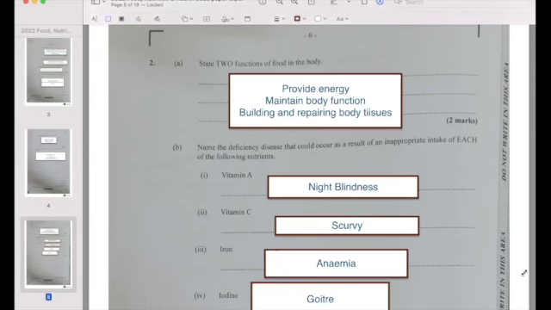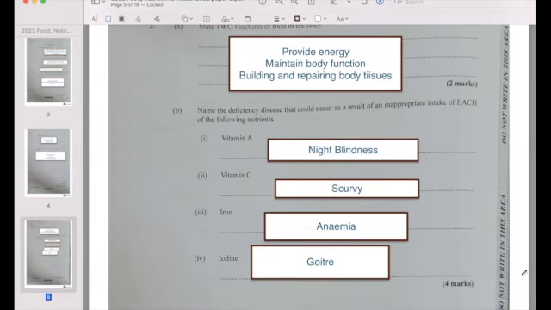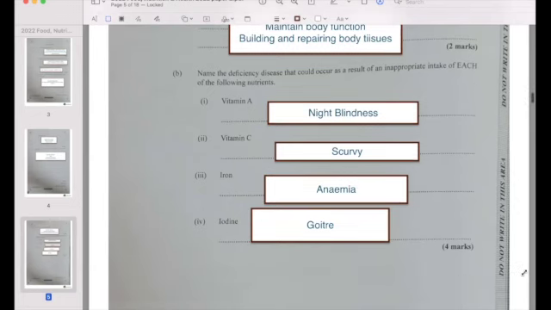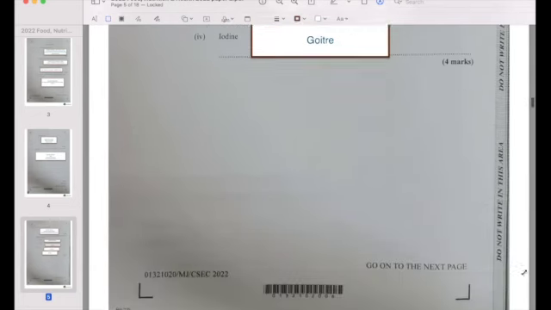The next question says, name the deficiency diseases that occur as a result of inappropriate intake of each of the following nutrients. And they gave us vitamin A. So vitamin A deficiency will be night blindness. Vitamin C will be scurvy. Iron will be anemia. And iodine will be goiter.